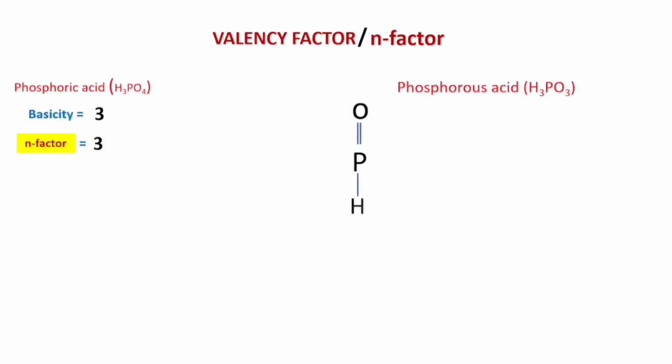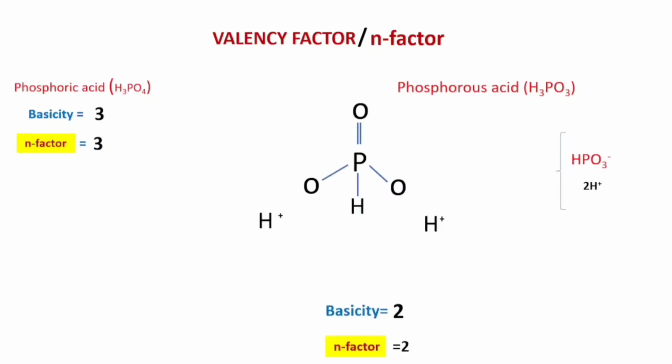Phosphorus acid. It also has 3 hydrogen atoms. But are all these hydrogen atoms replaceable? Let's see. In the acid molecule, one hydrogen atom is directly bonded to the central phosphorus atom, and it is a strong bond and cannot be replaced. Only the hydrogen atoms in the hydroxyl groups are replaceable in aqueous solution. So it is a dibasic acid and furnishes 2 hydrogen cations in aqueous solution. So its N factor is 2.